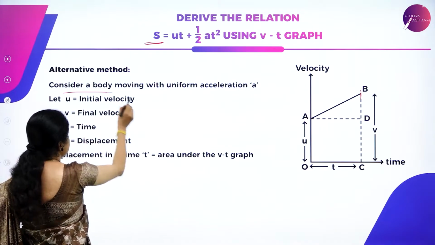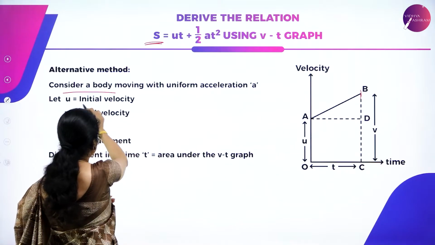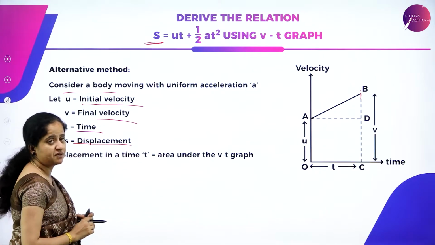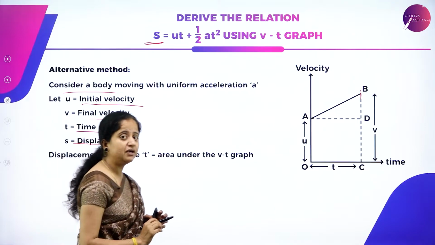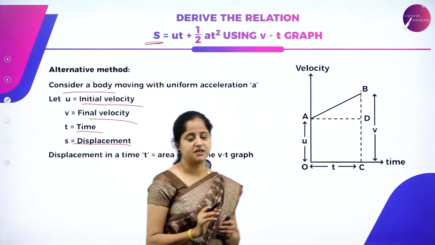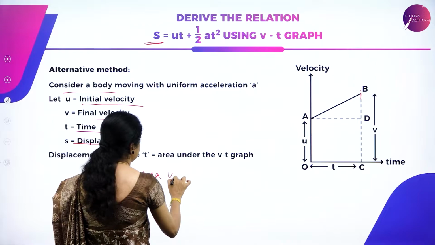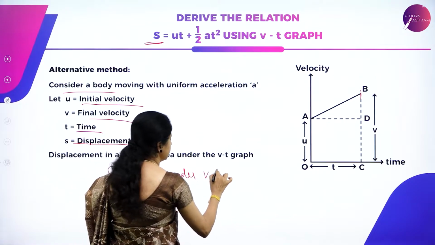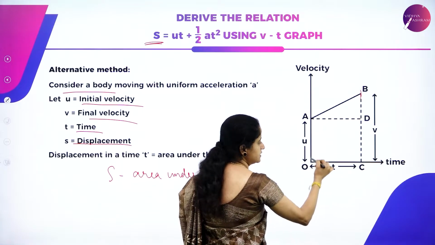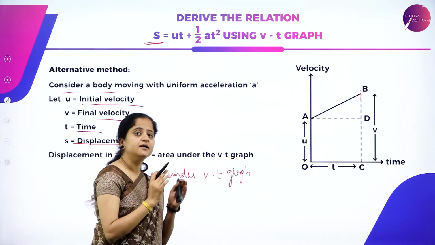Here consider a body moving with uniform acceleration with initial velocity u, final velocity v, and t is time, s is the displacement. Now we know how to calculate displacement. To find the area under the VT graph, you will get displacement. So, displacement is given by area under the VT graph. Now, what is this area under the VT graph? It is nothing but this area. This looks like a trapezium. If you calculate the area of trapezium, you will get the displacement.